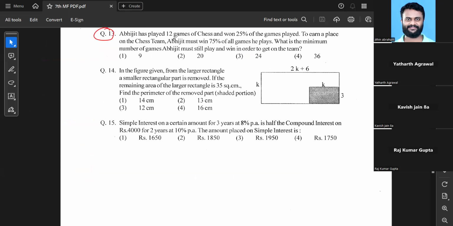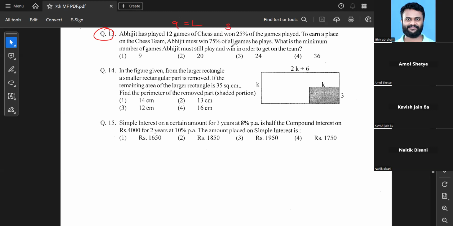Question number 13. Abhijit has played 12 games of chess and won 25%. So how many has he won so far? 25% of 12 is 3. He has won 3 and lost 9.